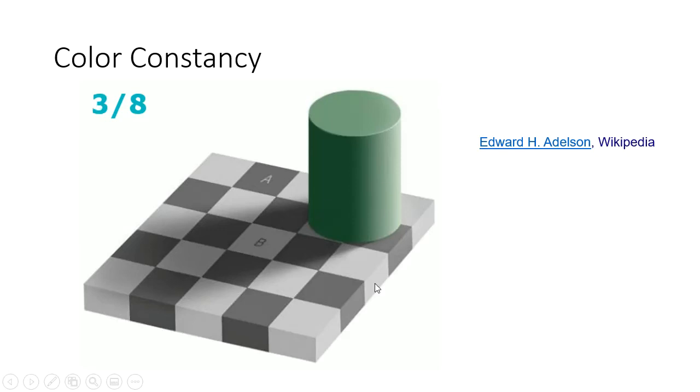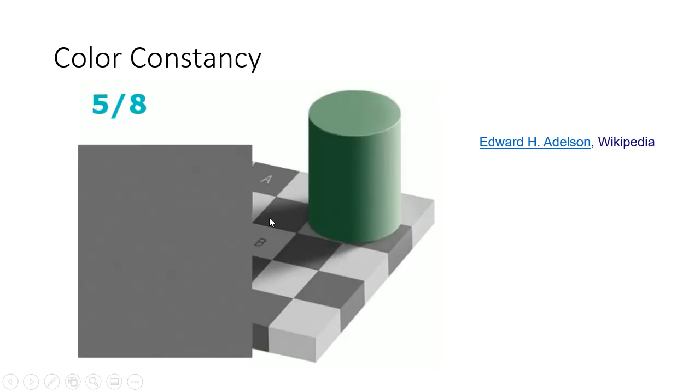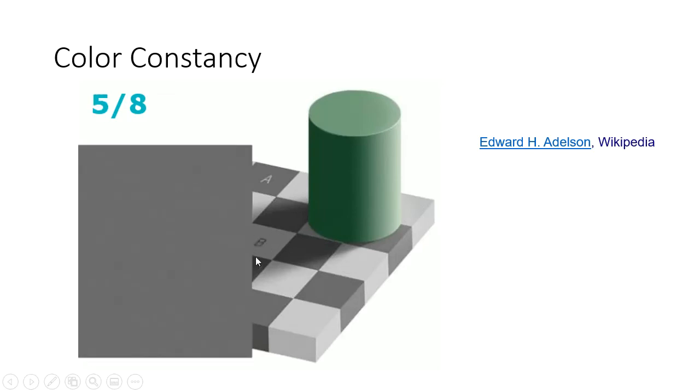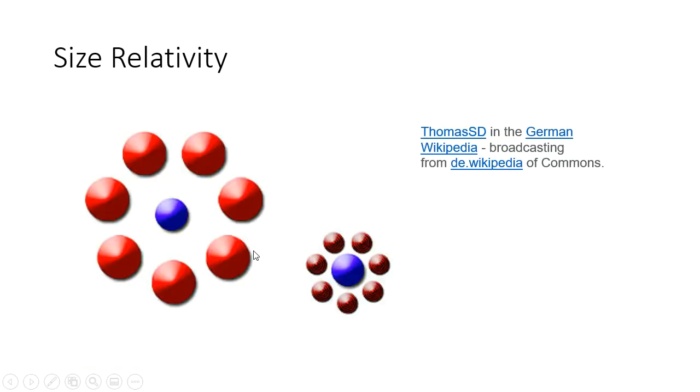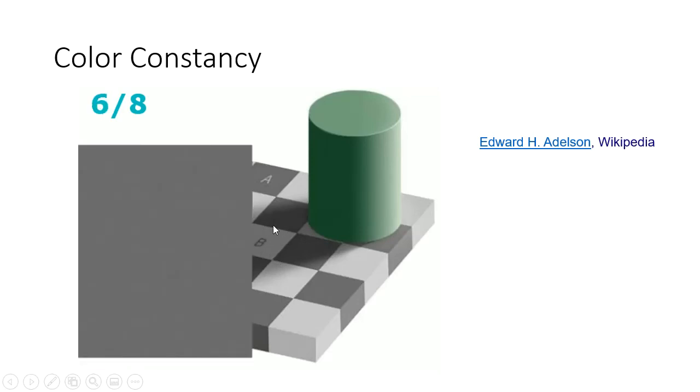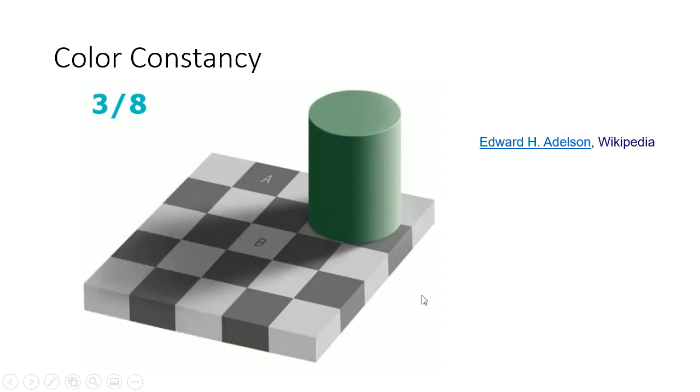This is color constancy. This is kind of a famous one. You can see that this color here, even though it's darker, appears the same as this color here. Even though they're different colors because of the shadow, they appear the same, and that's called color constancy.